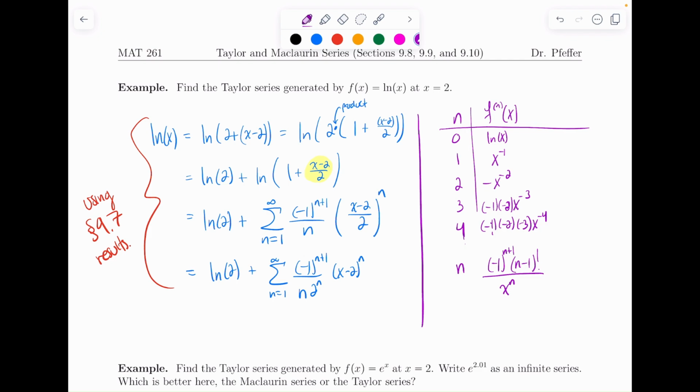And you might be asking, okay, this is all great. Where in the world did this ln2 come from? Well, remember, in section 9.7, this ln2 came from integration. We had to figure out what the extra c value was. So that's where this came from in 9.7.